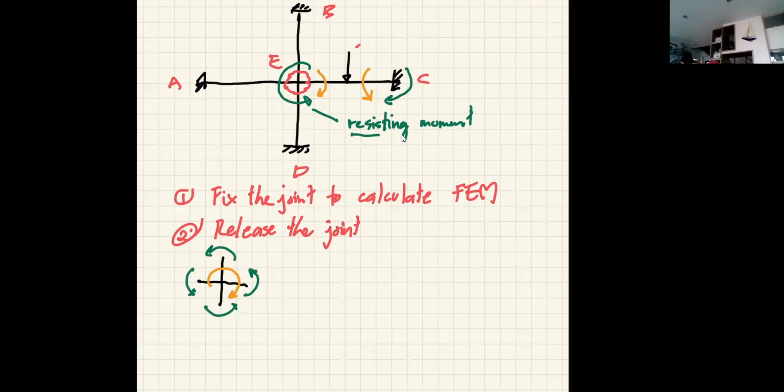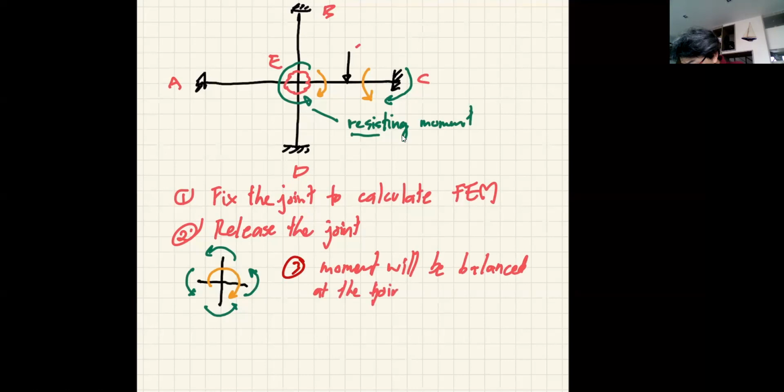After you release the joint, moment will be balanced at the joint.